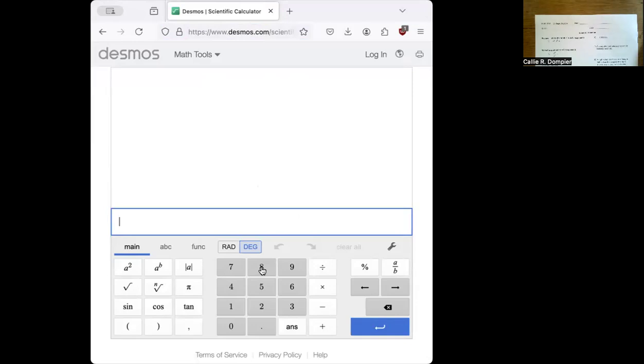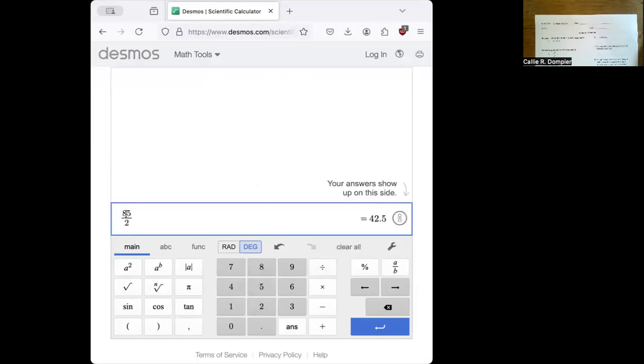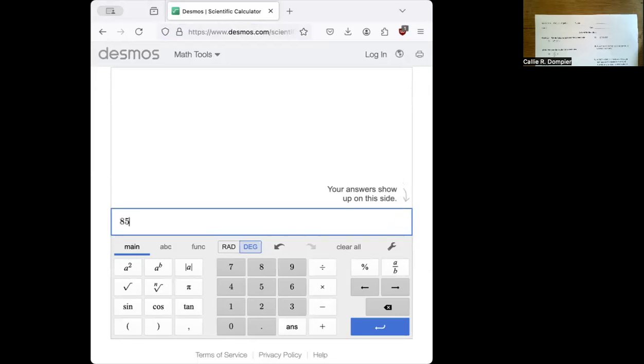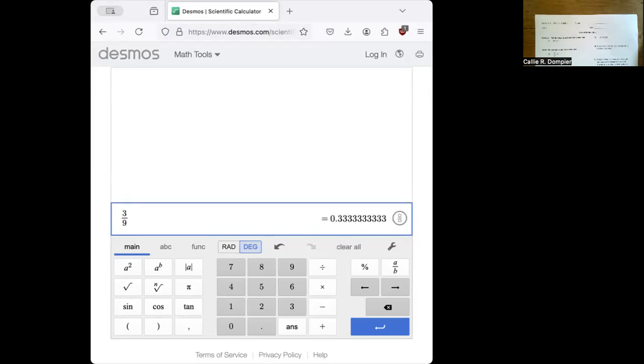So if I had 85 divided by 2, right? We know that the division bar is the fraction bar. It'll give you your answer in decimal, but you can also press this button, convert to fraction. And so you can always make sure that your fraction is in lowest terms. So like if I had instead 3 divided by 9, right? That's 0.333. But is that in lowest terms? Or if they're asking you for that fraction in lowest terms, you hit convert to fraction.